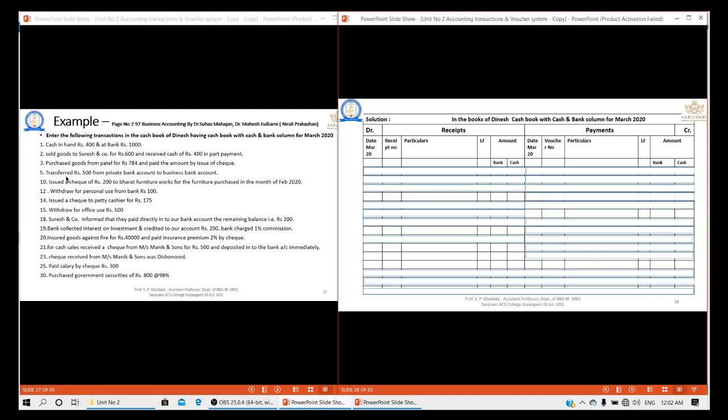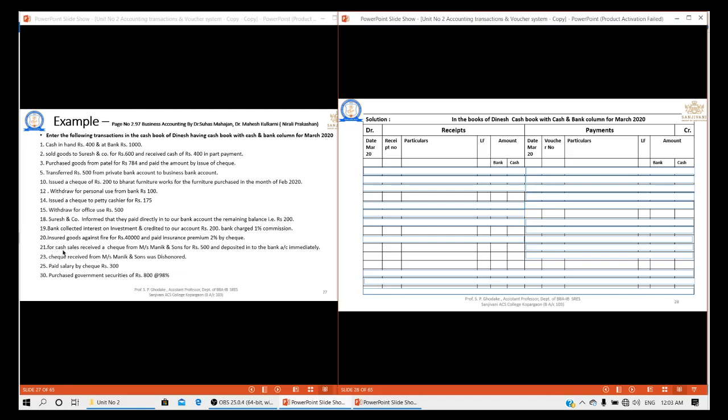Then on 12th, withdrew for personal use from the bank rupees 100. Then on 14th, issued a cheque to petty cashier rupees 175. Then on 15th, withdrew for office use 500. Then on 18th, Suresh and company informed that they paid directly into our bank account the remaining balance, that is rupees 200. Then on 19th, bank collected interest on investment and credited to our account rupees 200. Bank charge 1% commission. Then on 20th, insured goods against fire for rupees 40,000 and paid insurance premium 2% by cheque.